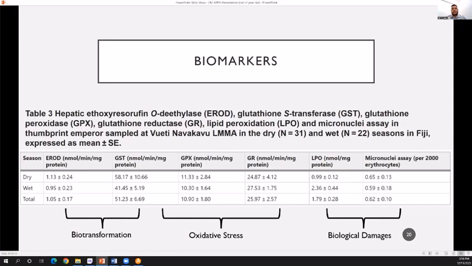Now, as for biomarkers, we looked at three main groups of biomarkers: the biotransformation enzymes, the enzyme activities to measure oxidative stress, and those that show biological damages. These include, for biotransformation, ethoxyresorufin O-deethylase activity, and that was phase 1 biotransformation. And for phase 2, we looked at glutathione S-transferase enzyme activity. For oxidative stress, GST is also an antioxidant enzyme, so it was considered under oxidative stress as well, along with glutathione peroxidase and glutathione reductase activities. And for biological damages, we looked at lipid peroxidation and the micronuclei assay, which is genotoxicity.